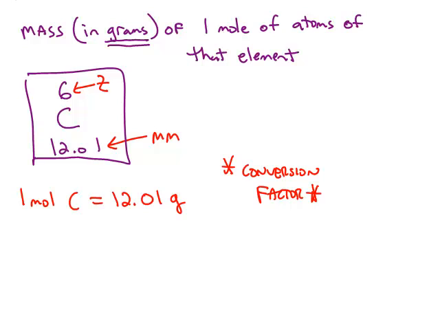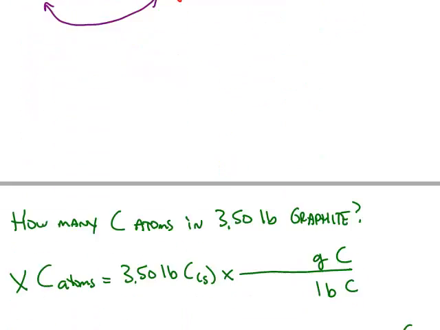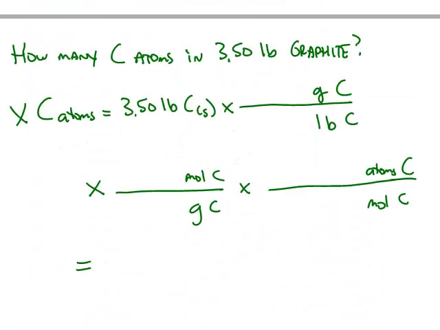That means we now have a new conversion factor. We can turn moles of atoms into a mass, or we can turn a mass into moles of atoms. So for example, we can calculate the number of carbon atoms in 3.5 pounds of graphite using that periodic table value.